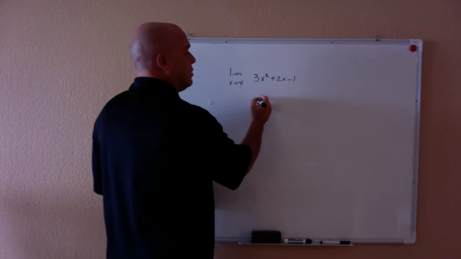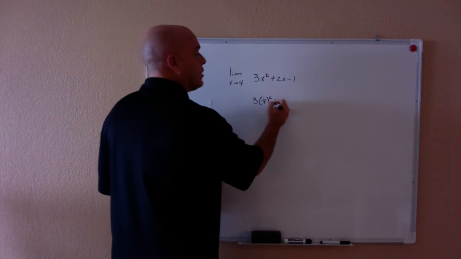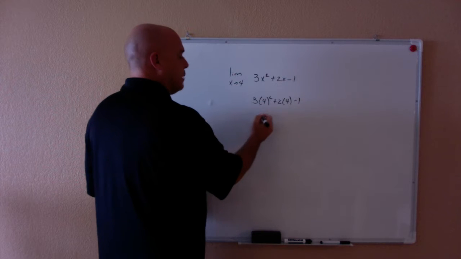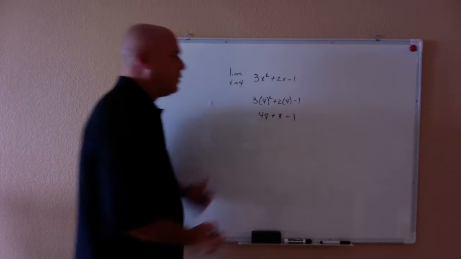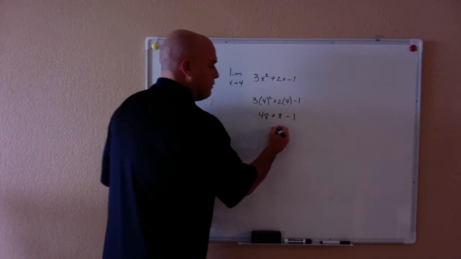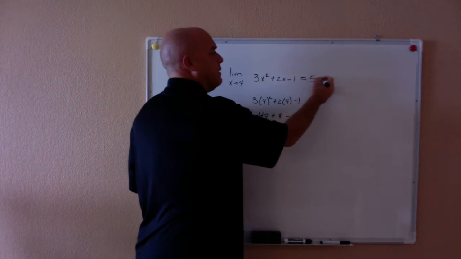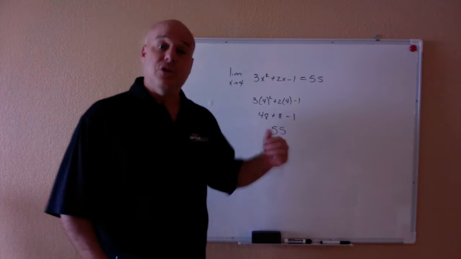So in this case, that's going to be equal to 3 times 4 squared plus 2 times 4 minus 1, which of course is 3 times 16, which is 48, plus 8 minus 1, which is 56 minus 1, which is 55. So my limit of this is going to be equal to 55. This is the easiest way to evaluate a limit. Just plug in the value.